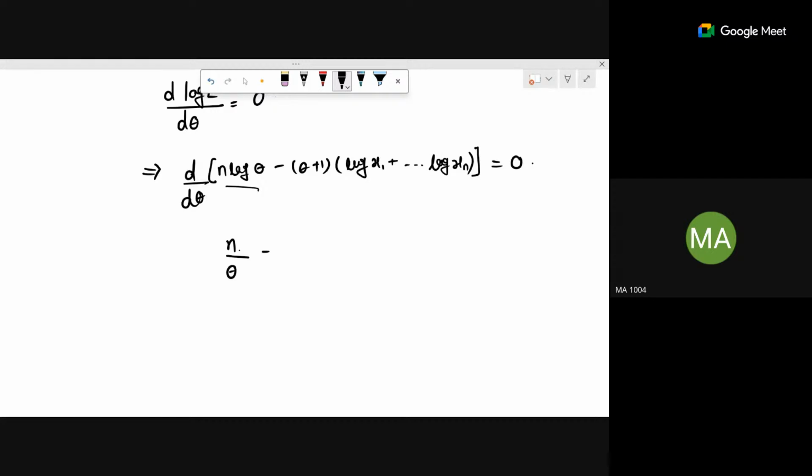Now, what will you do for that? The derivative of theta plus 1 will be equal to 1 plus 0. The derivative of theta is 1, and the derivative of a constant is 0. So it is 1, and the rest of the part is just a constant thing, so we will write it as it is, log of x1 plus log of x2 till log of xn, and that will be equal to 0.